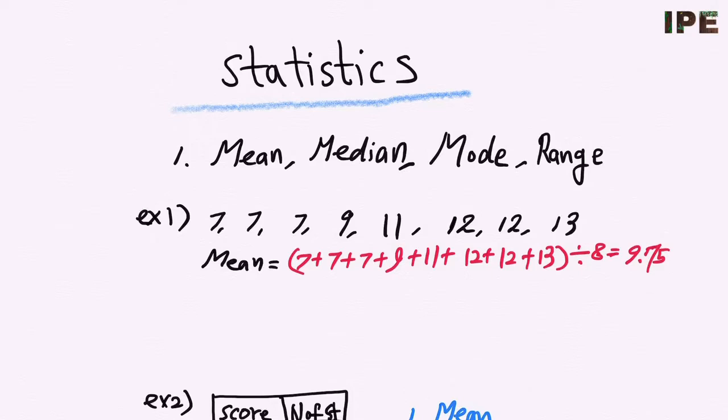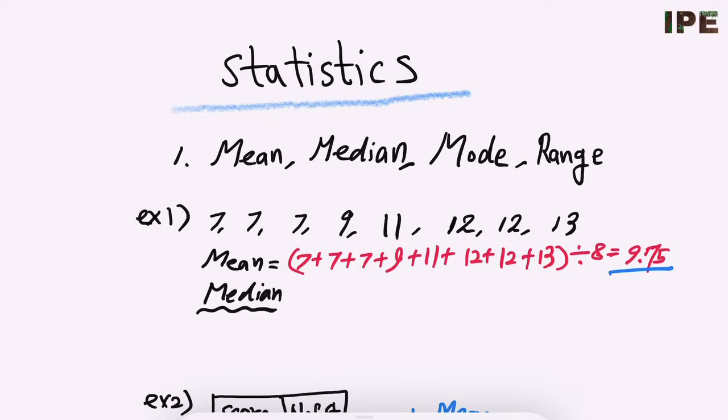Let's go. Example 1, 8 numbers are given: 7, 7, 7, 9, 11, 12, 12, 13. So how to find the mean? Mean is average, right? So just add all numbers and then divide by the number of numbers. So 7 plus 7 plus 7 plus 9 plus 11 plus 12, 12, 13. How many numbers? 8 numbers. That's why I divide by 8. So I already found it for you. Average is what? 9.75.